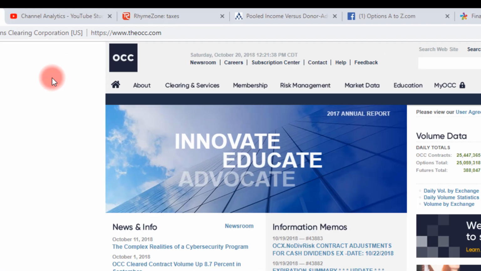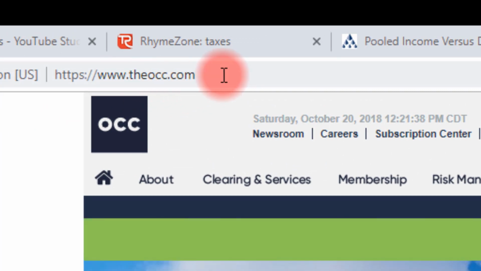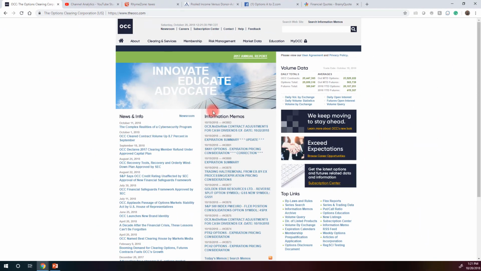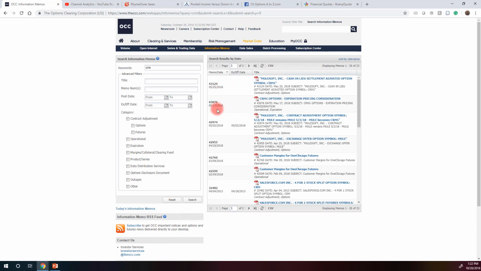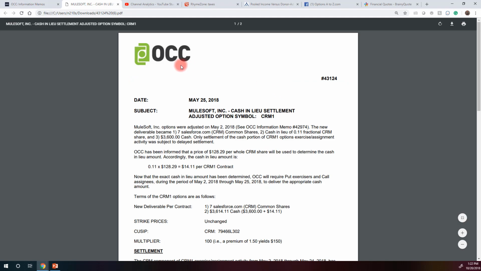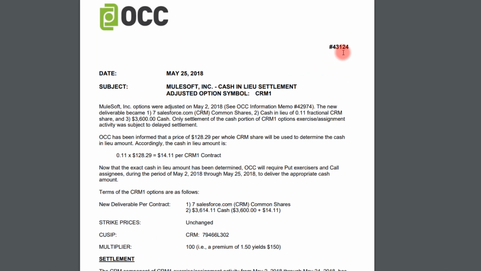All you have to do is go to your browser and type in theocc.com. That's the Options Clearing Corporation, the group in charge of settling option contracts. Down here it says Information Memos. You could scroll through it and find it, or more simply, come up to the search box and type in CRM. I've already got it typed there. Let's click it, choose our magnifying glass, and you'll see various memos. Right up at the top, click there. And here is OCC Memo 43-124.